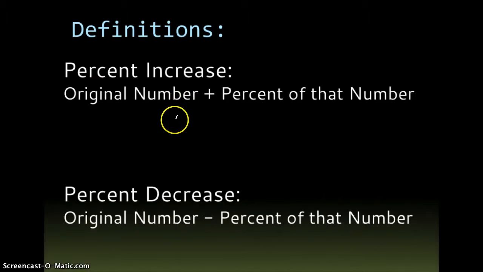Here's a couple definitions. Please make sure you write this down. Percent increase means the original number plus the percent of that number that you're increasing it by. Percent decrease means you're taking the original number and subtracting the percent of that number. And remember, of here and here means that you need to multiply. So the percent of that number. This is percent of that number. Okay, so make sure you write that down. Take good notes.